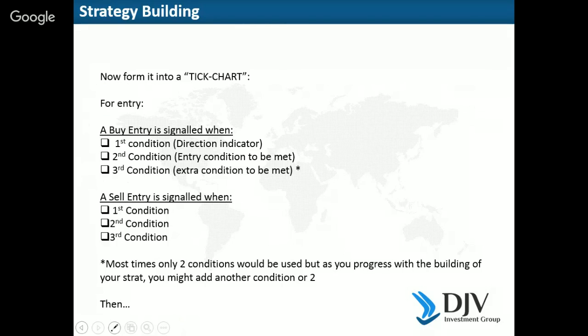Okay, so that's the whole process in putting together your first set of conditions, your entry conditions. Okay, split it into 2 sections. We're going to have conditions for a buy, and then we're going to have conditions for a sell. Now, as you can see here, our first condition, this will always be the direction indicator. Okay, in other words, our trending indicator. The second one would be entry into that direction.